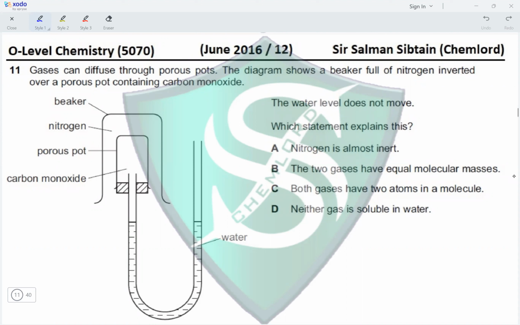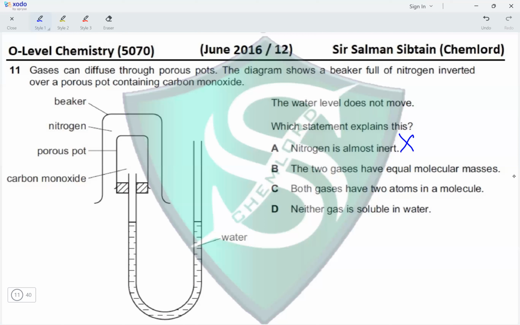Okay, and we've got water in this glass U-tube. The water level does not move. Which statement explains this? Nitrogen is almost inert. That's a fact for nitrogen, but that does not explain why the water does not move. The two gases have equal molecular masses.